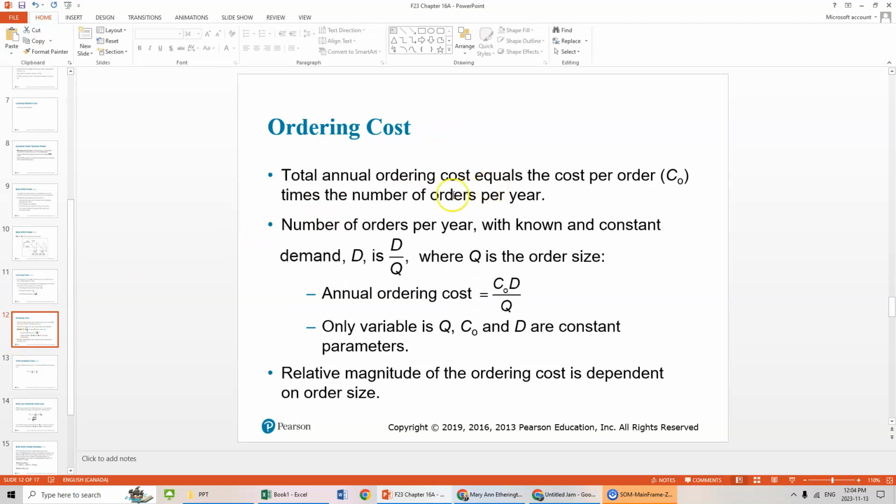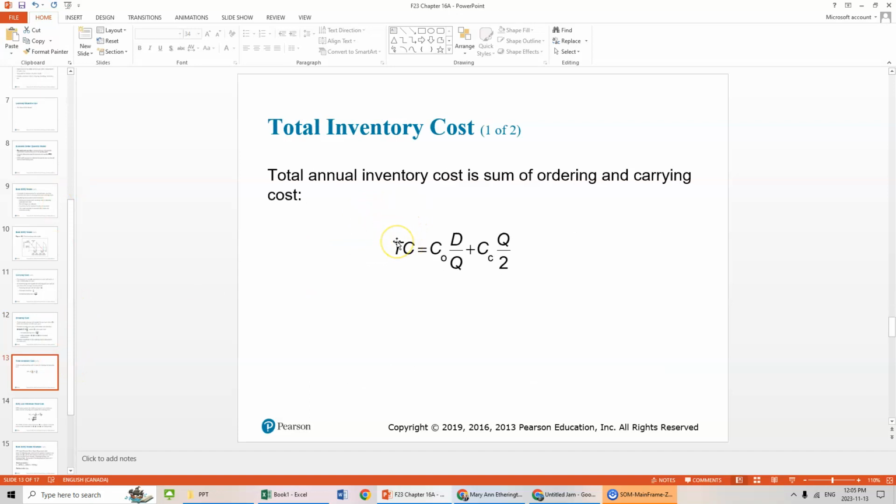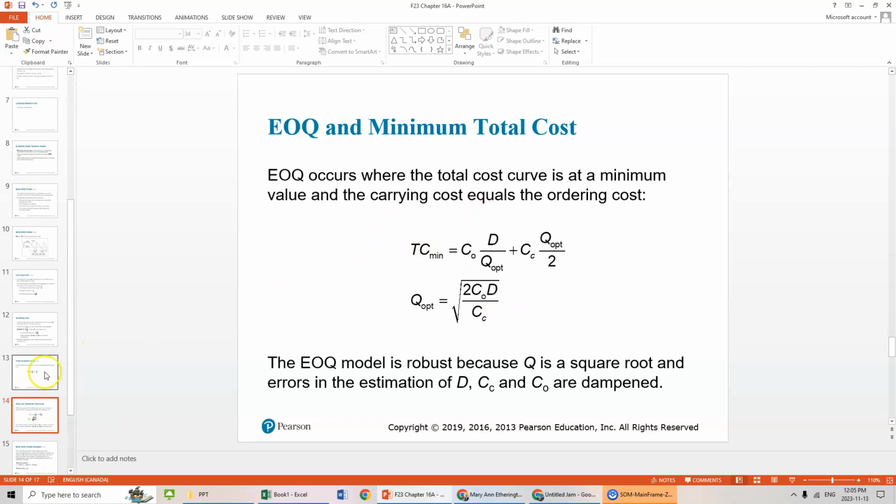The ordering cost, the total annual ordering cost, is capital C sub O for the ordering cost. Basically, the annual ordering cost is C sub O multiplied by the annual demand, divided by the order size. When we put those two formulas together, we get the total annual inventory cost. It's the sum of both of those costs separately, the ordering cost and the carrying cost. We'll look at an example of this as well.